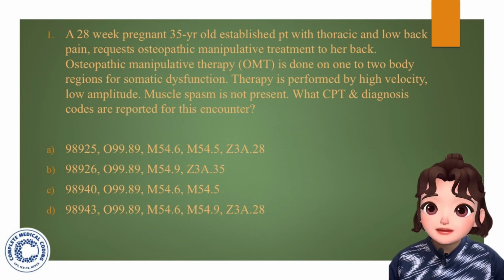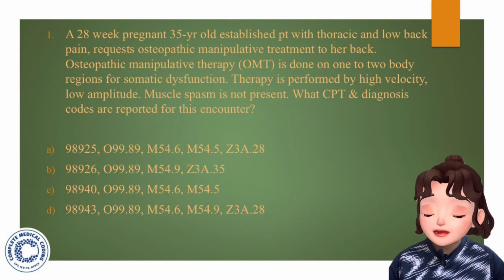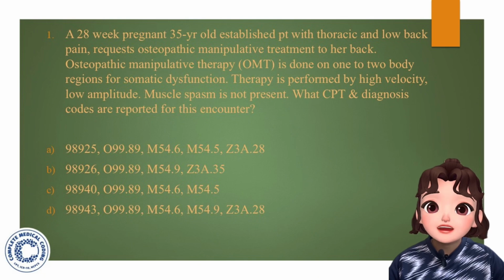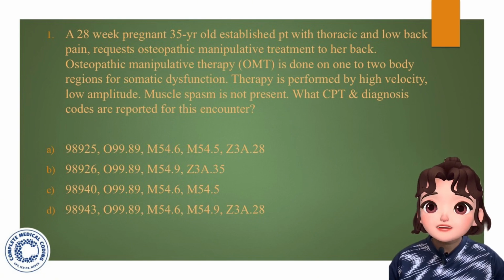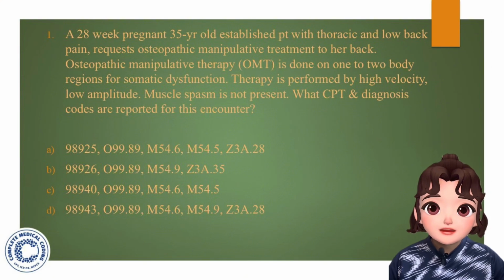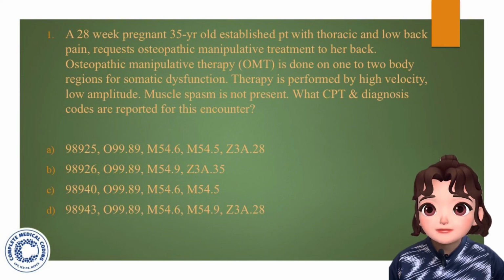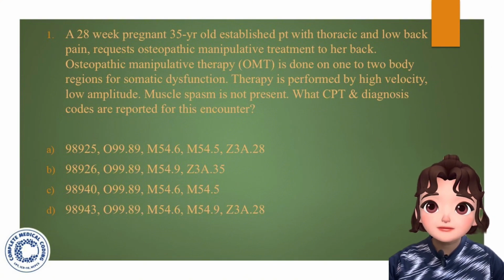So we already got the answer as option A, because 98925 is the osteopathic manipulative treatment which is done in this procedure, in this question. Then I'll explain the remaining diagnoses as well. What is O99.89? O99.89 is common in all options also.